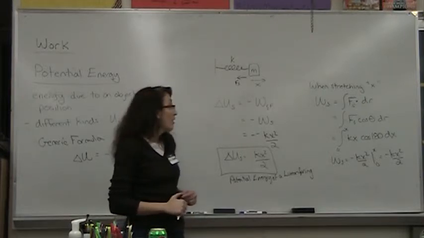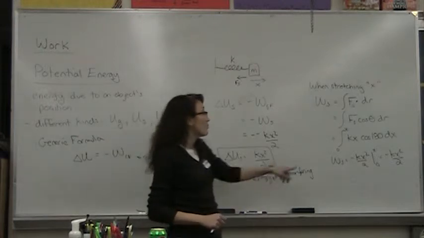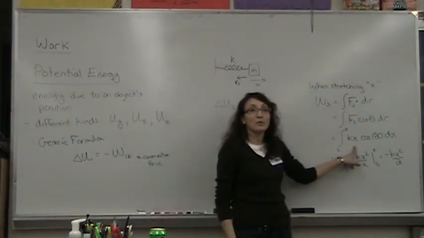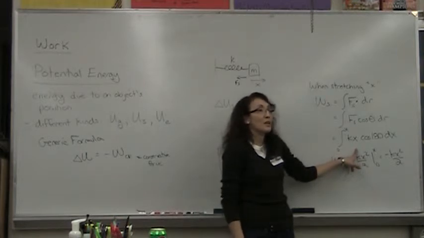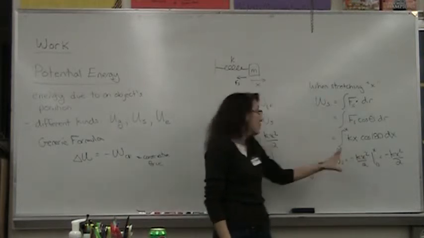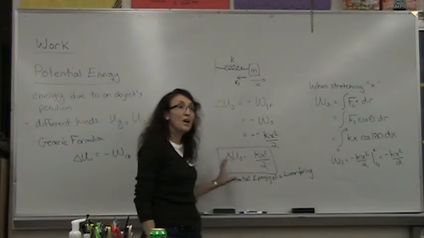Angle would change. Not that the angle is going to change, but will it follow kx anymore? Could be like kx squared. Could be kx squared, kx to the half, kx, whatever they give you, and then you can find the potential energy of that spring.